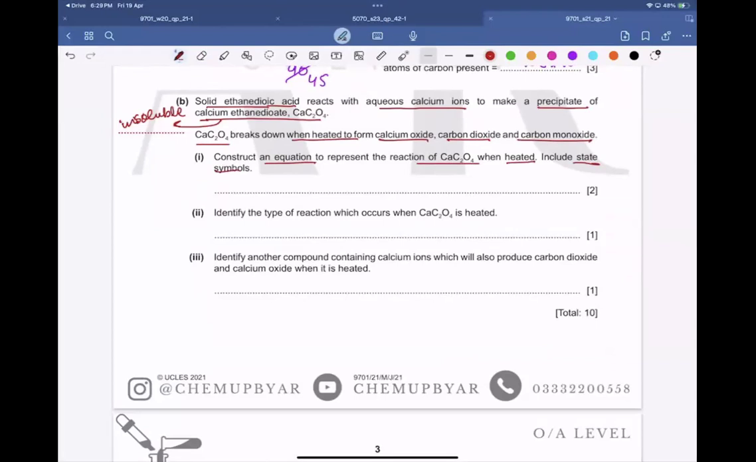Okay. So you will see they clearly stated that it breaks down when heated. So it means if the examiner asks you the type of reaction, which the examiner actually asked you here, so which type of reaction is it?